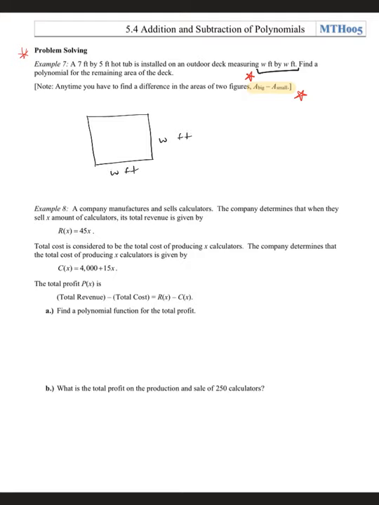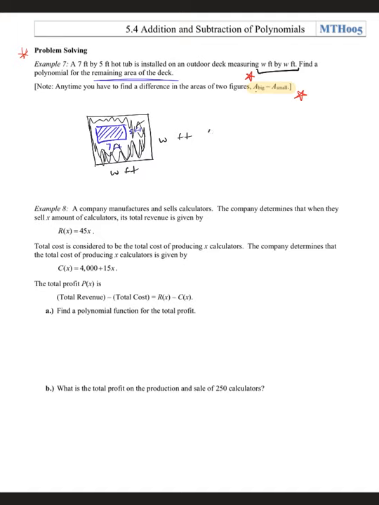Now we're putting a hot tub that's 7 feet by 5 feet. So let's just say here is my hot tub. We have 7 feet by 5 feet. So here's the water. It says find a polynomial for the remaining area of the deck. So we want to find a polynomial that represents all this black shaded stuff that's left over. So that's where we have to take the area of the big and subtract the area of the small.